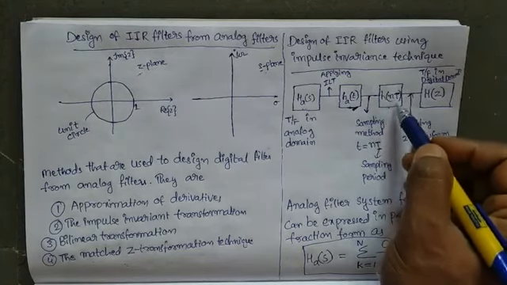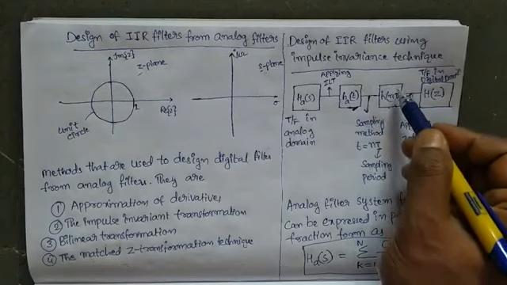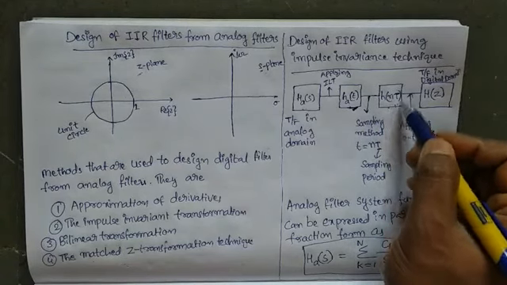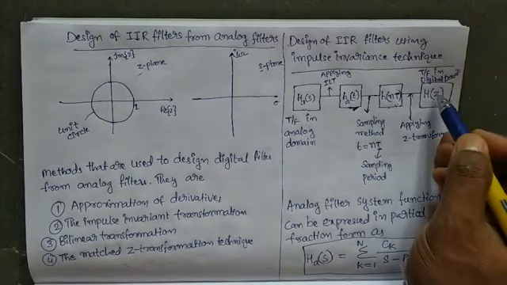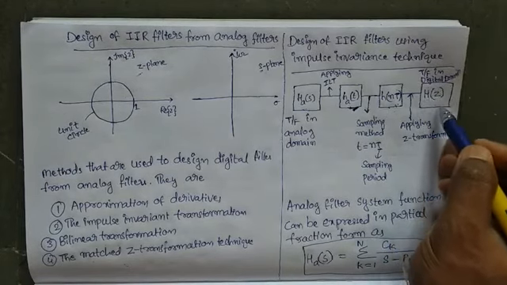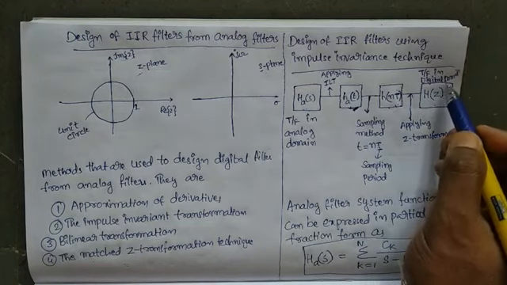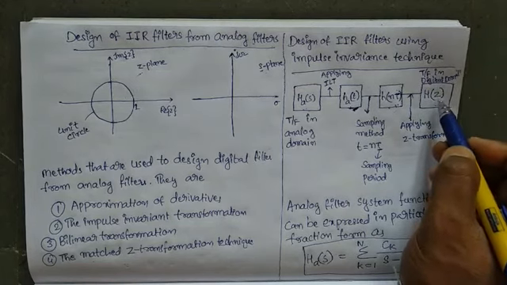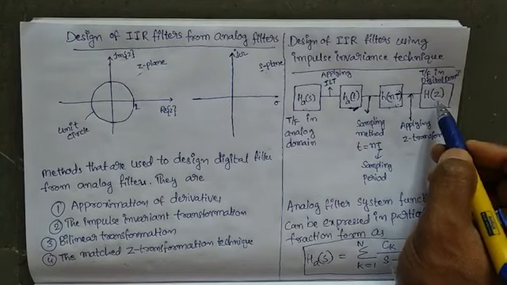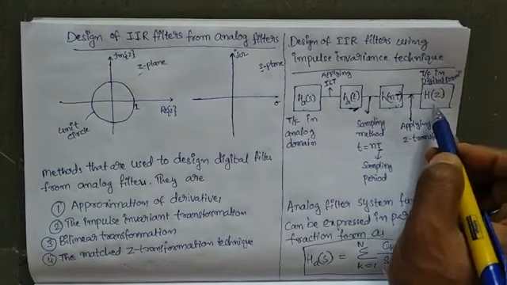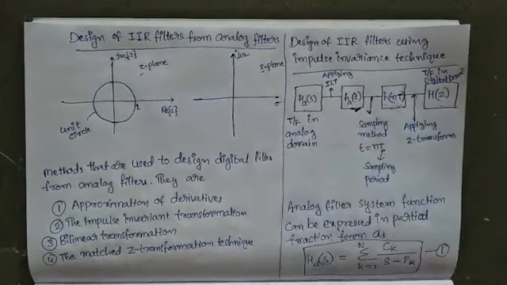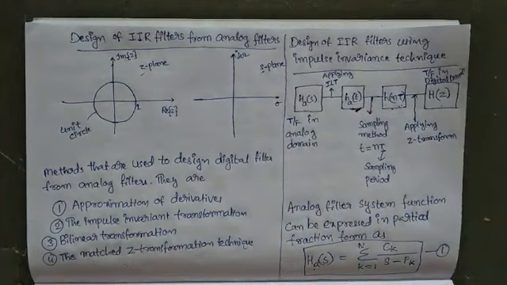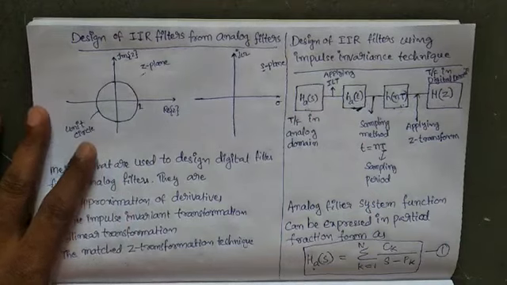Now we apply the Z transform to this impulse response. The Z transform of this impulse response is the transfer function of the IIR system in the digital domain, the transfer function of the digital IIR filter. These are the steps to design IIR filters using the impulse invariant technique.